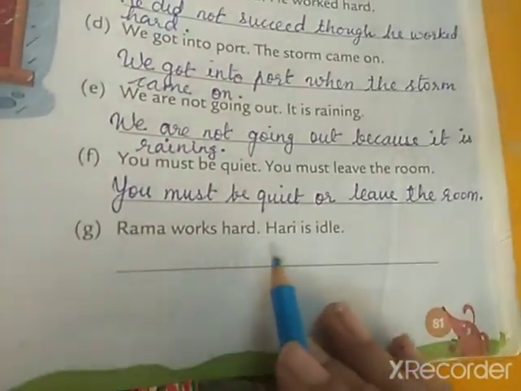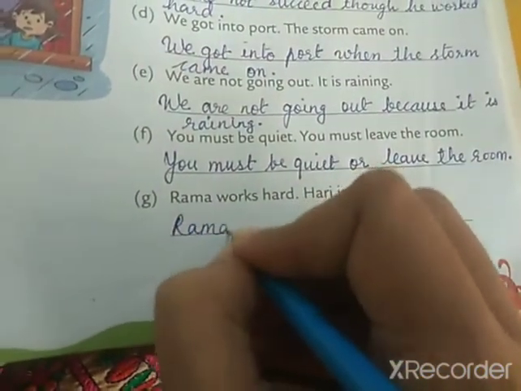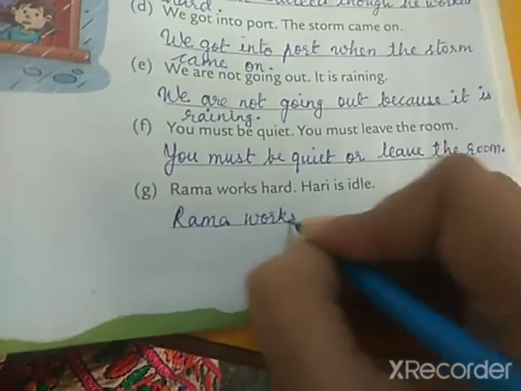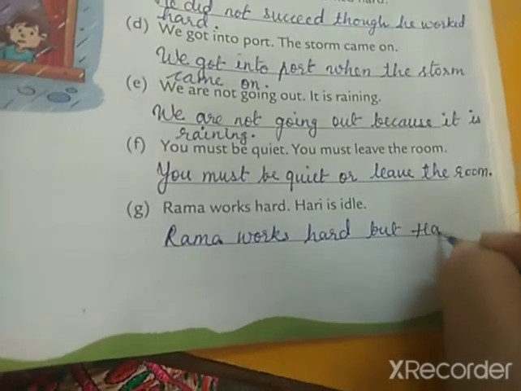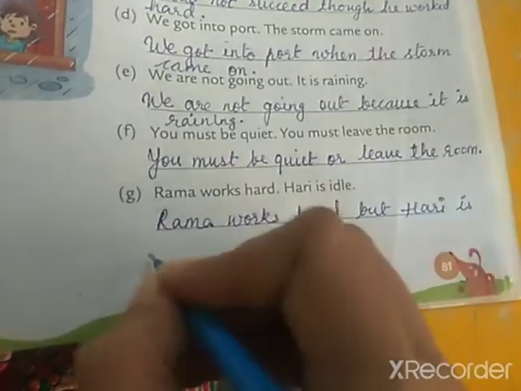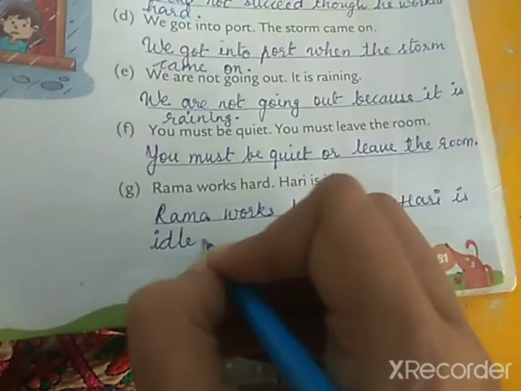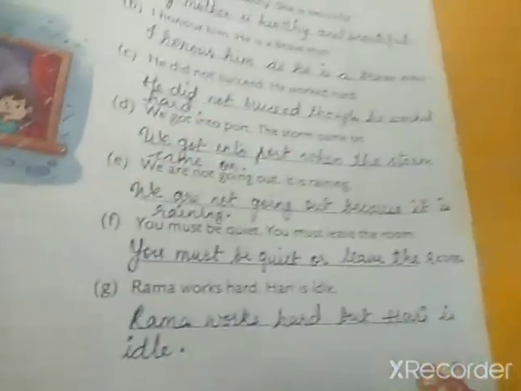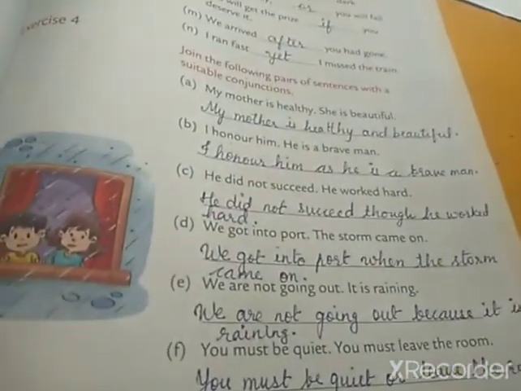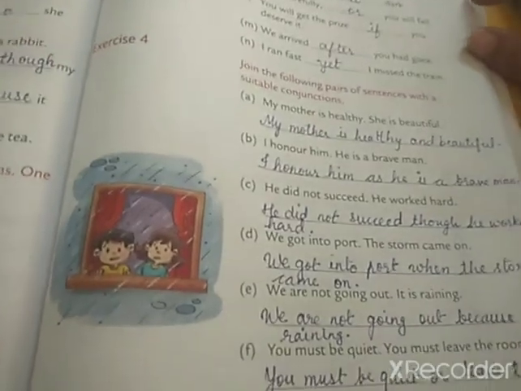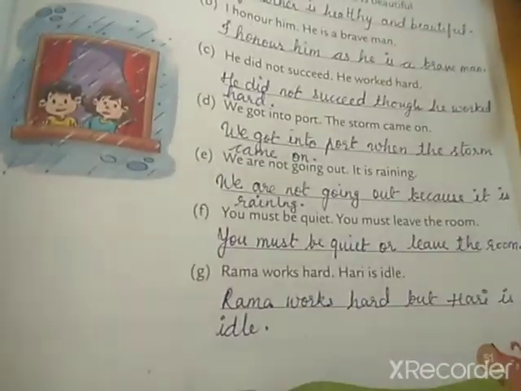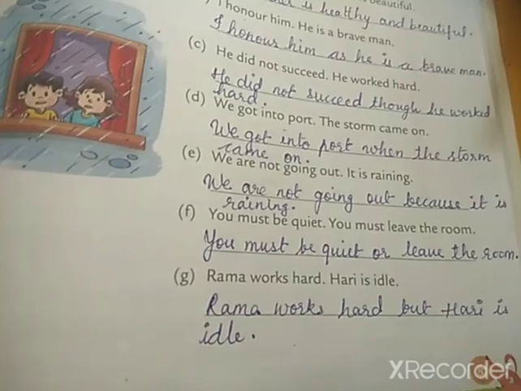Rama worked hard, Hari is idle. So we can write Rama works hard but Hari is idle. Okay. So with this, children, we have completed our exercise number 4 also, and we have completed all the 4 exercises of this chapter. Do complete this exercise in the textbook itself. Okay. Thank you.